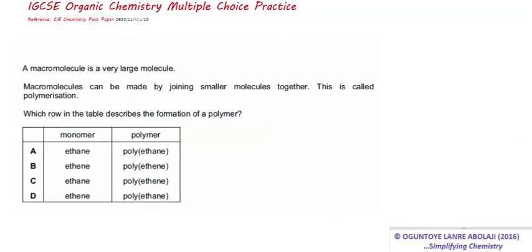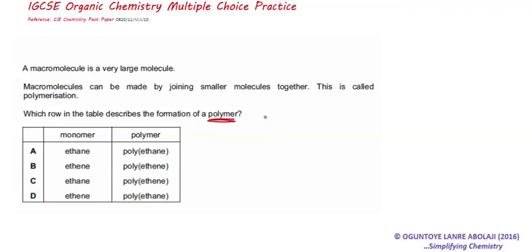So let's take the next question. A macromolecule is a very large molecule. Macromolecules can be made by joining smaller molecules together. This is called polymerization. This information is just there to help you. Which row in the table describes the formation of a polymer? So you must be able to recall the meaning of a polymer.